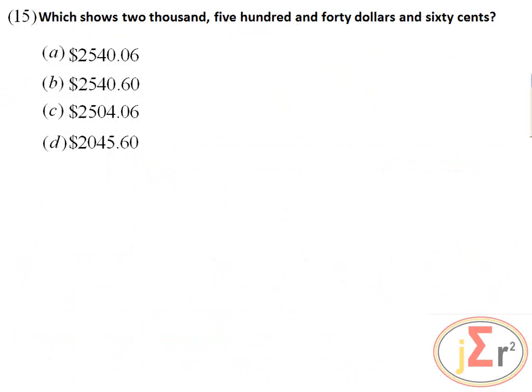which shows $2,540.60. And Jerry? Option B. Jerry is saying that it is option B. It surely looks like option B to me, but let us take a closer look at it.